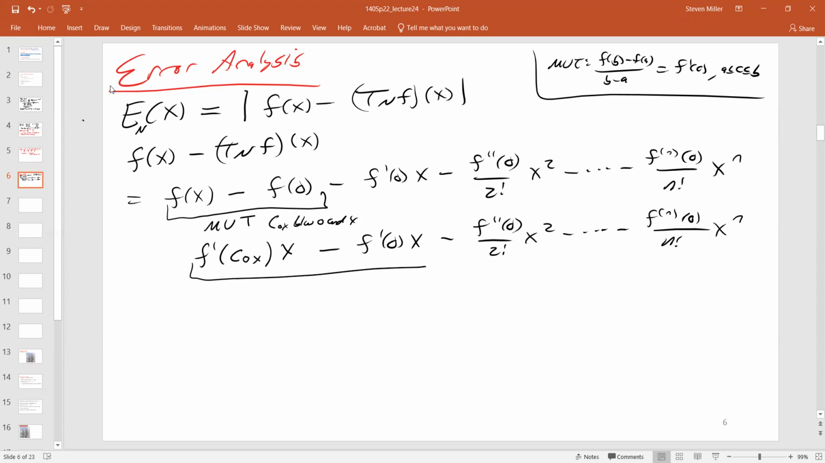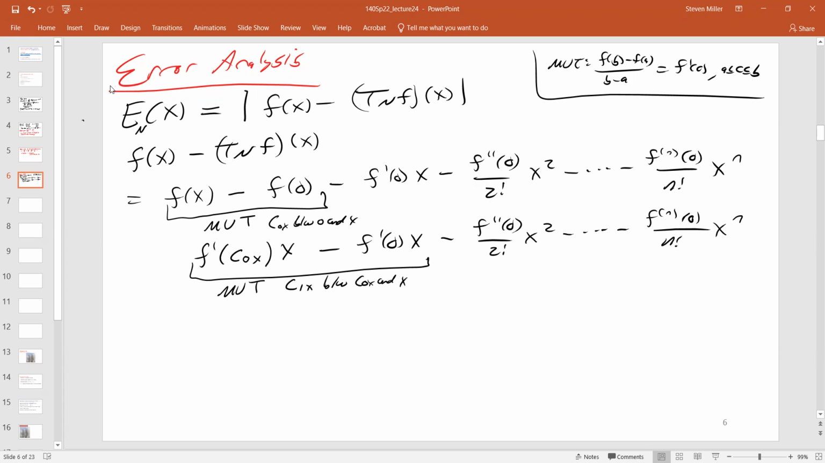So what do you think we should use to study f prime of c_{0,x} times x minus f prime of 0 times x? What should we use? Just talked about shampoo mathematics. Yeah, let's use the mean value theorem again. And I'll call c_{1,x}, which is going to be between c_{0,x} and x.